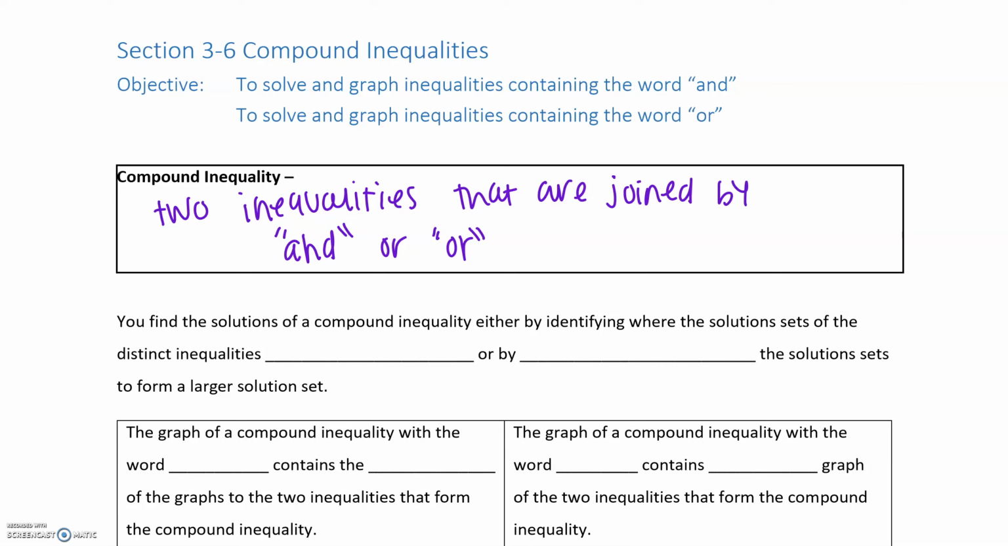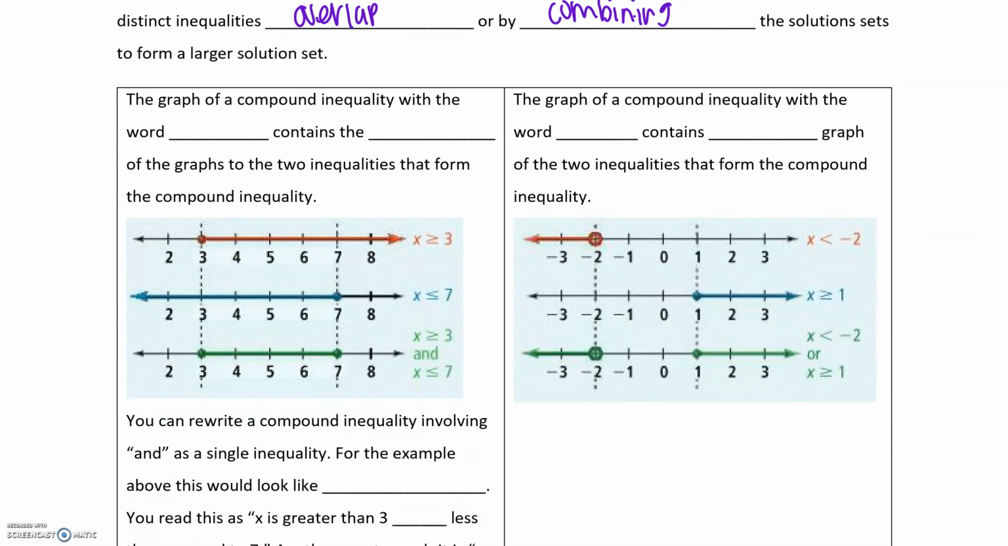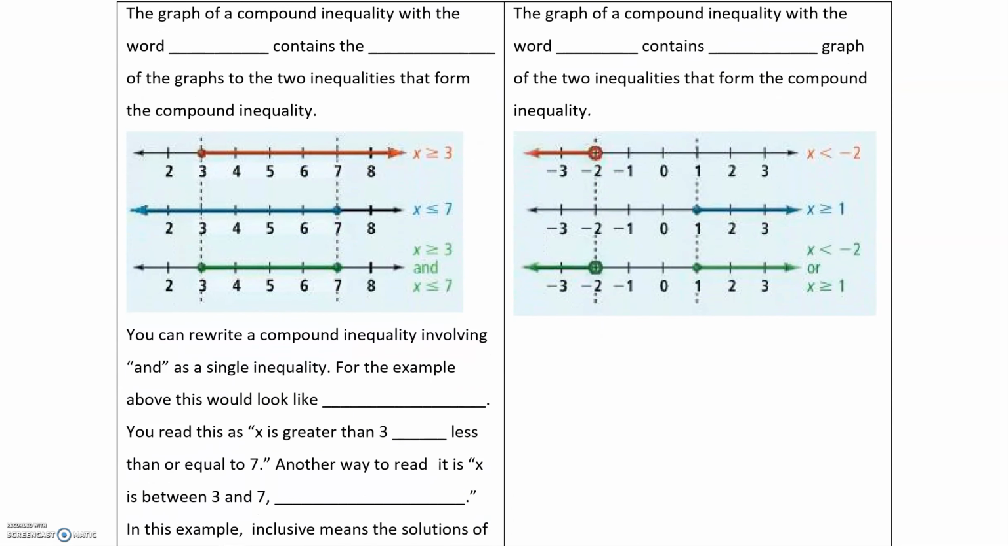Okay, so when you're finding solutions, you find the solutions to a compound inequality either by identifying where the solution sets of distinct inequalities overlap, or by combining the solution sets to form a larger solution set. So we have two different types.